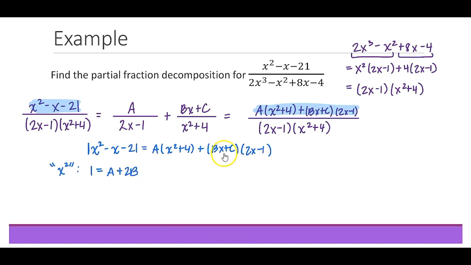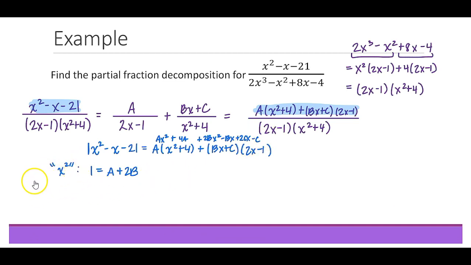Now again, we'd want to try to think about it mentally, but if you really have to, you can distribute. So you can say this would be ax squared plus 4a plus 2bx squared. Outer would be minus bx, inner would be plus 2cx, minus c. So we could just multiply it all out.